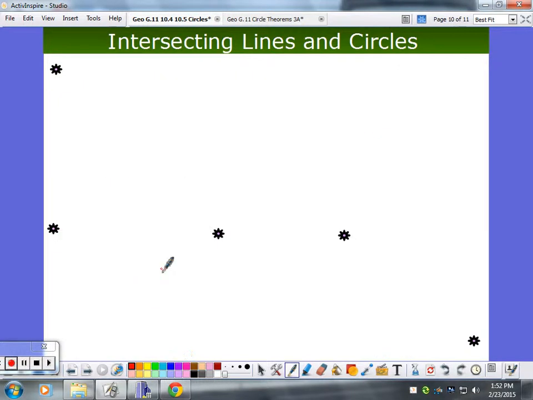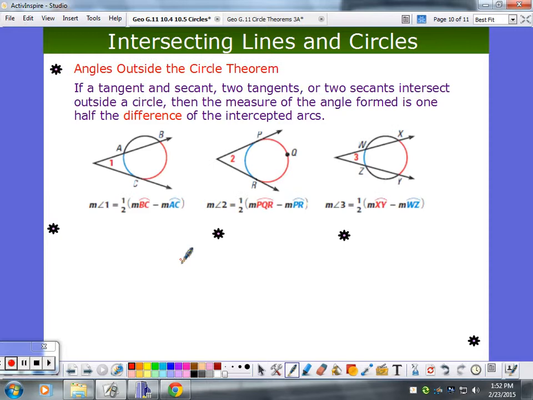Well, what if, and we're jumping back to page 2 a little bit here just to see the other theorem. What if I'm outside the circle? This theorem looks at these 3 cases, really. You can be outside, one's a secant, one's a tangent. You could be outside, they're both tangents. You could be outside, they're both secants. And one theorem covers it all. If you have that situation, the measure of the angle formed is 1/2 the difference of the intersected arcs.